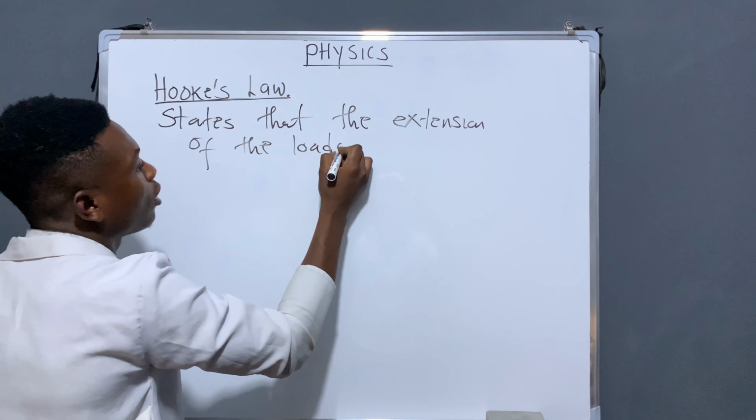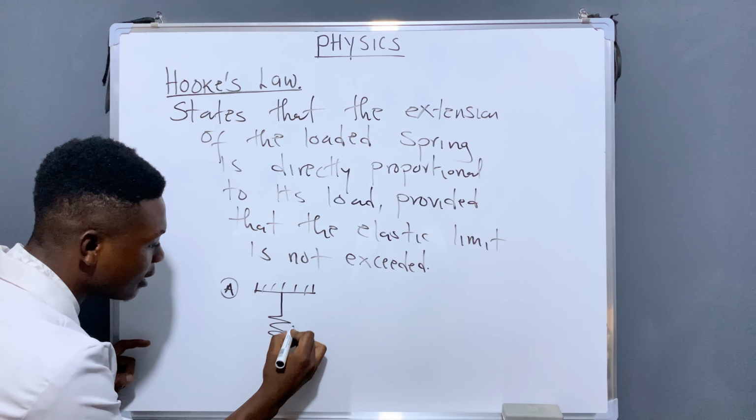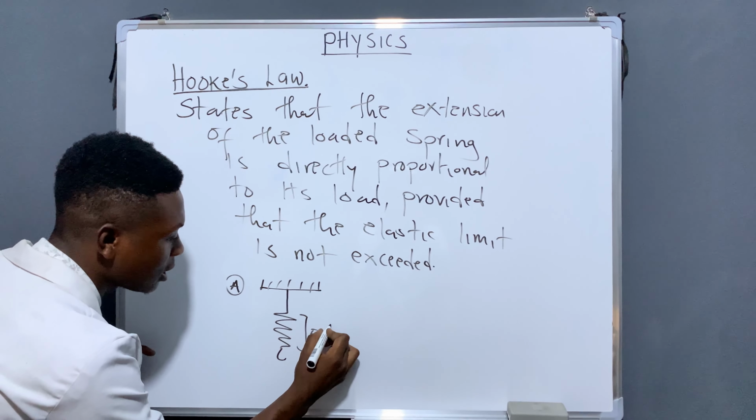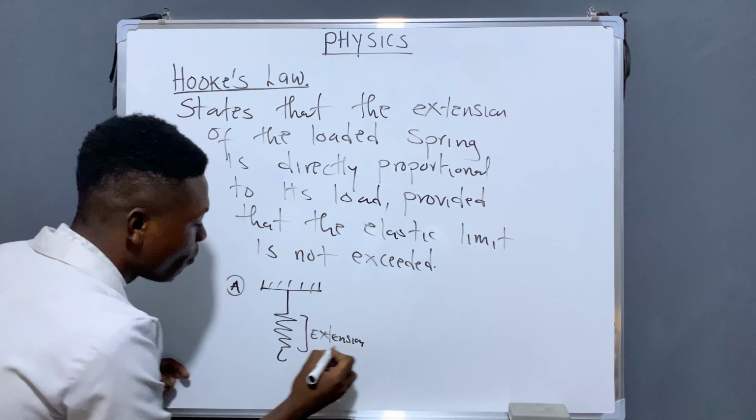So if we have spring A like this, we call this length the extension. This length here, it is called what? Extension. Before putting anything, before it was loaded, the extension was 5. Then if we have spring B, after putting the load of 4 newtons, the extension was 15. So Hooke's law states that how the spring is going to extend depends on the load which has been put. So the extension of the loaded spring is directly proportional to its load.